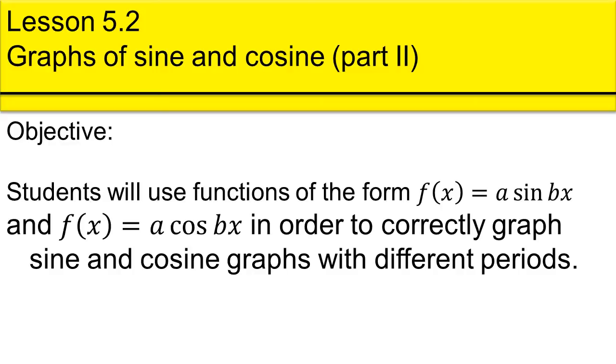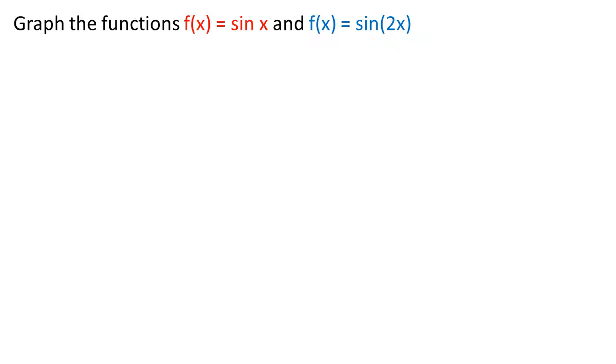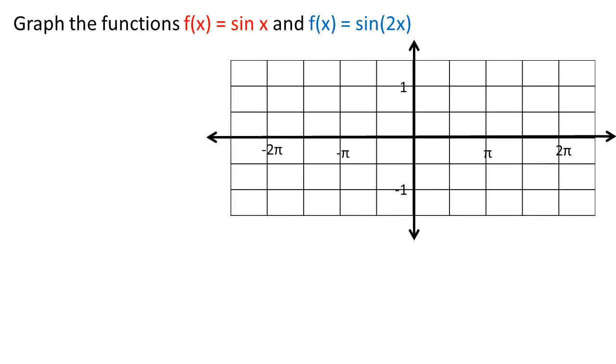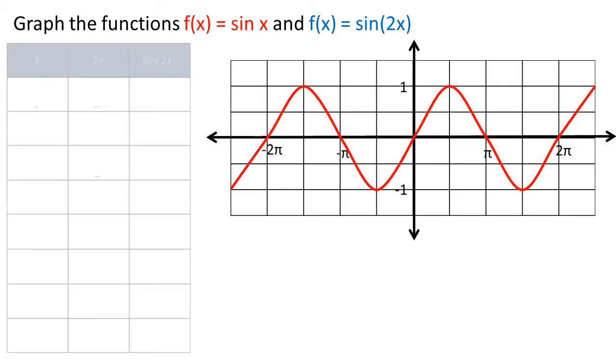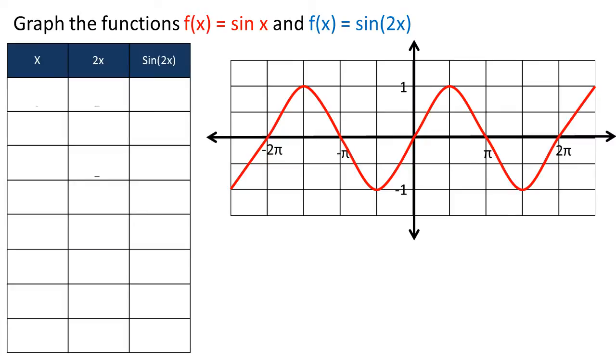And in order to do that, we're going to graph two graphs. First we're going to graph sine x, we're going to graph that in red, and then we're going to graph the simplest version of sine bx, which is sine of 2x, on the same graph. So here's the graph, and here's the very familiar graph of sine, the red line. And then we're going to make a table to graph sine 2x.